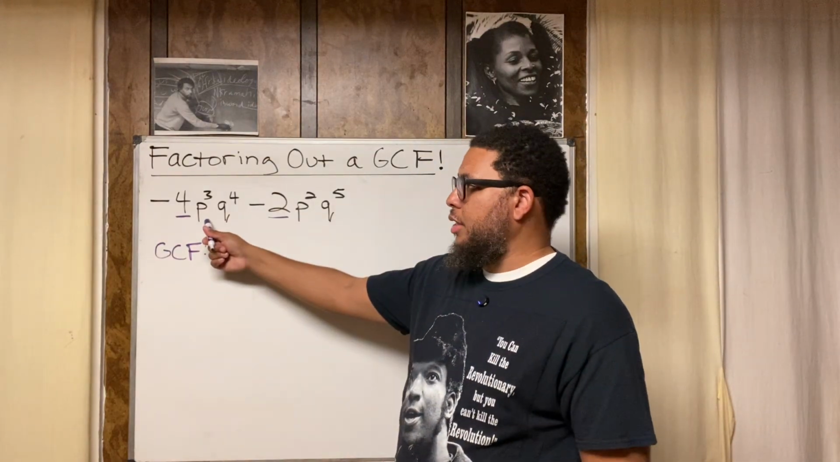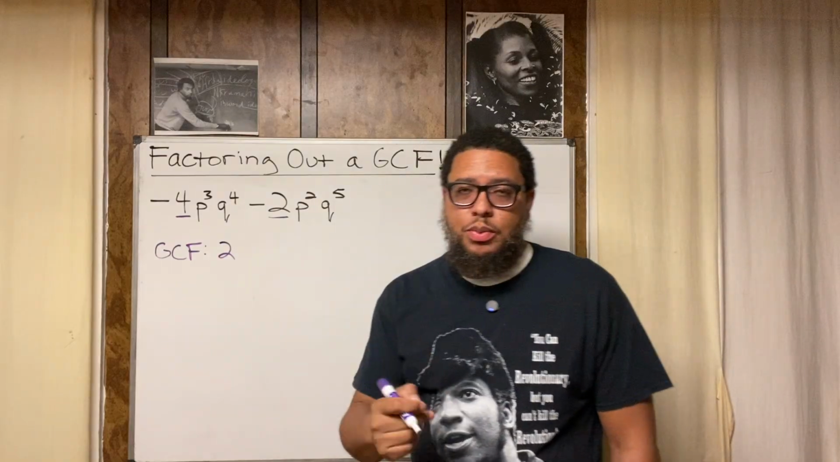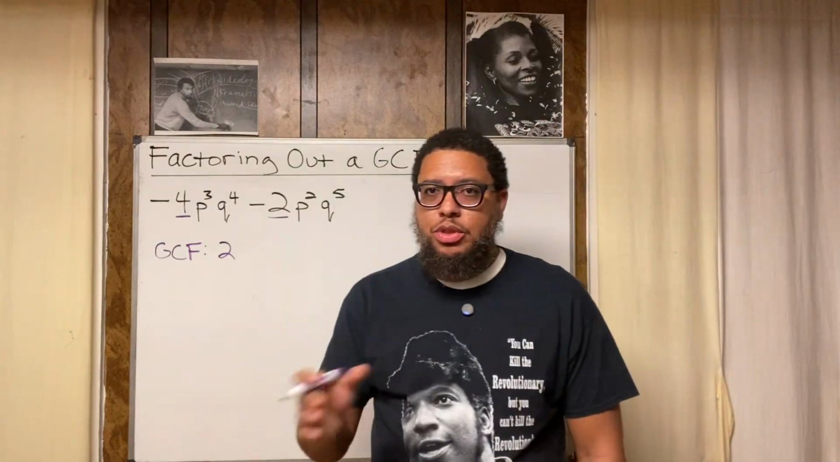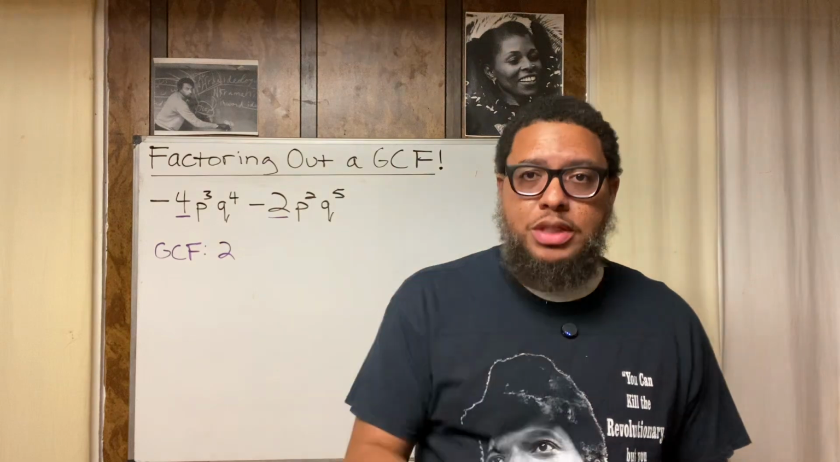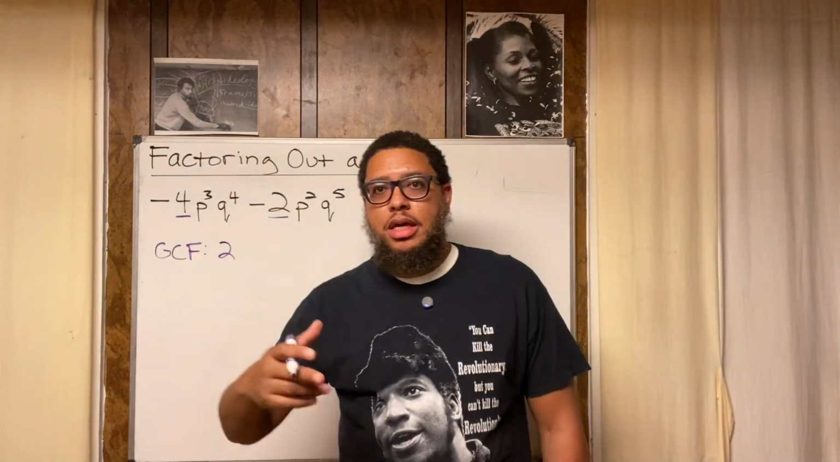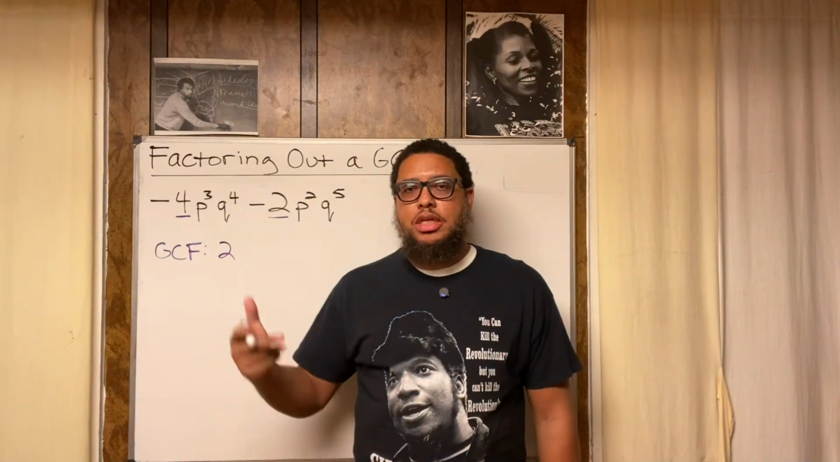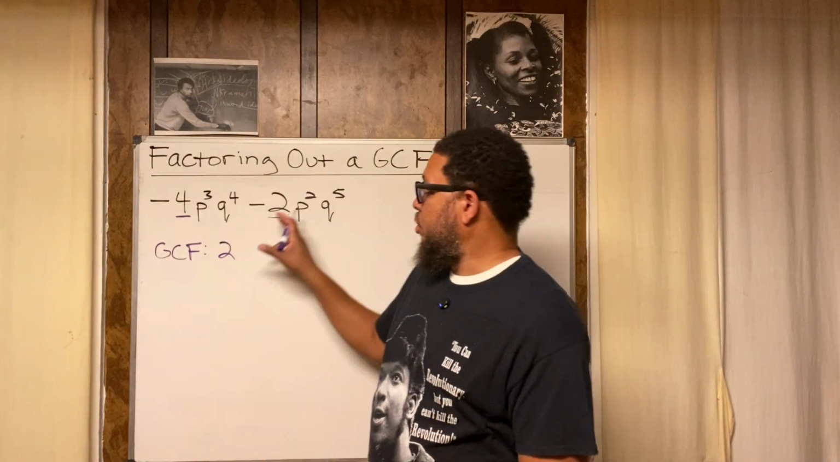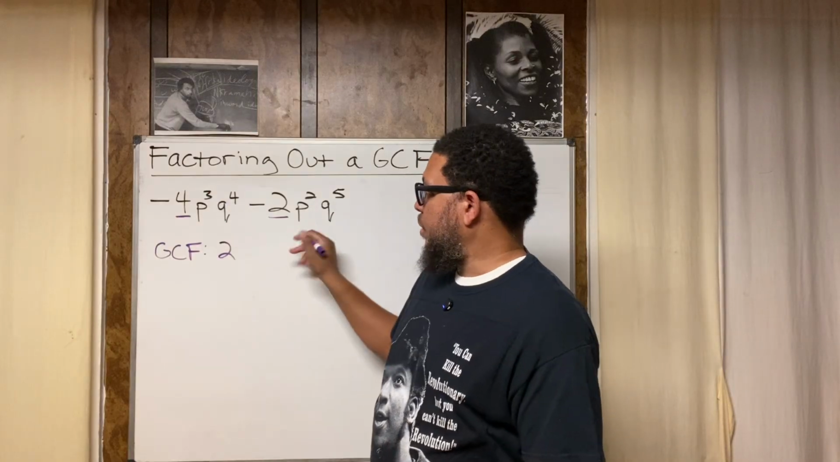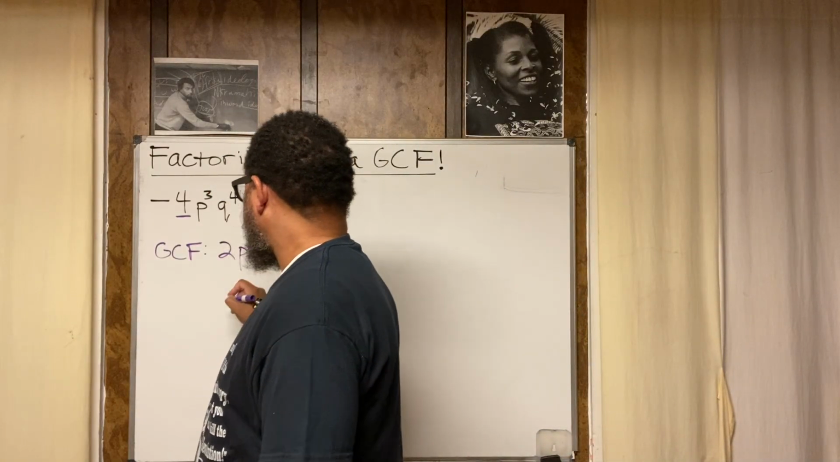So I see I got a P in this term and I got a P in that term, right? How do I know which one is the GCF? The way you know which one is the GCF is you take the variable with the smaller exponent. That's what you do. So 2 is less than 3, right? So that means we're going to take this, p squared. So now we got p squared right here.